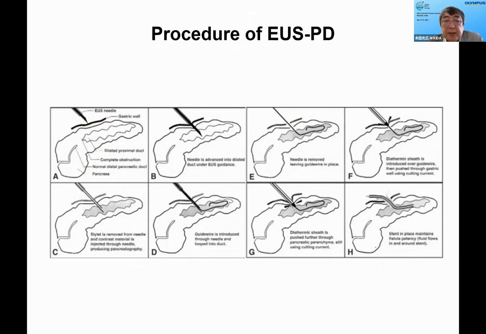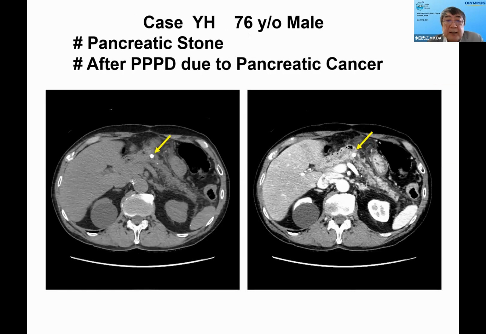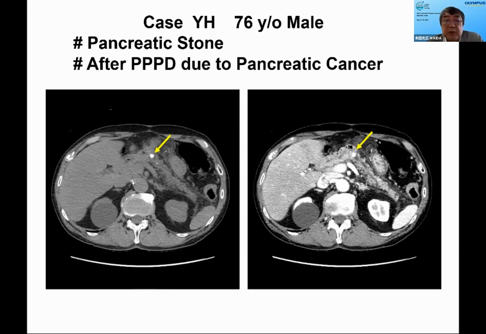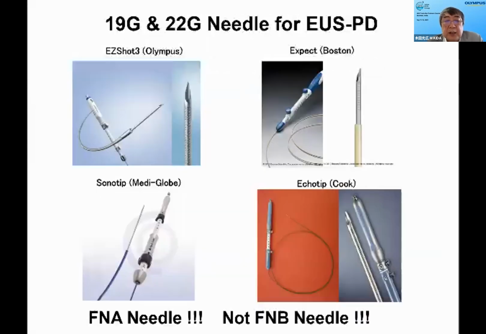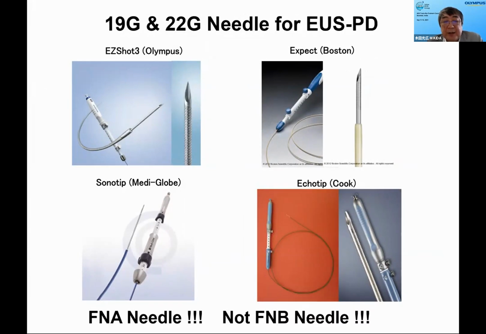This is a typical case of the EUS-PD with the pancreas stone after PPPD due to pancreas cancer. He had a small pancreas stone obstructing the MPD. The MPD is dilated like this. So there are needles, 19 gauge and 22 gauge, EZ Shot, Expect, SonoTip, EchoTip. But generally, we employ the 19 gauge at first.